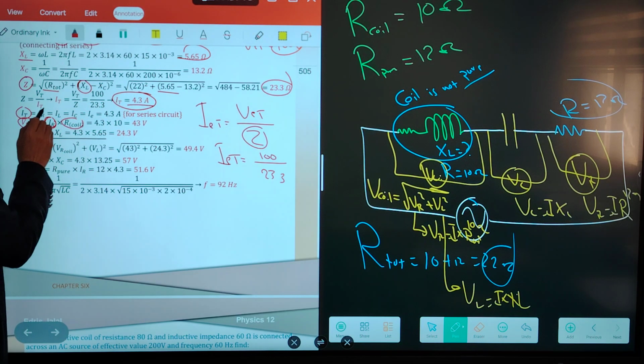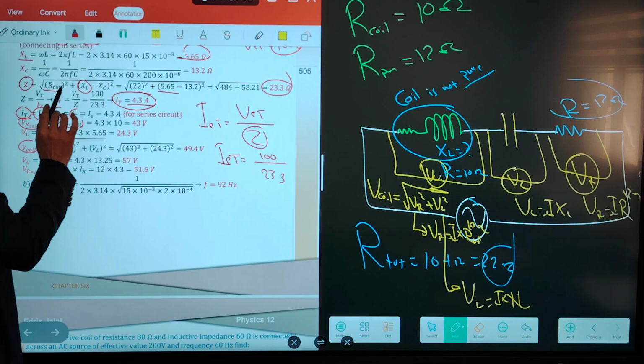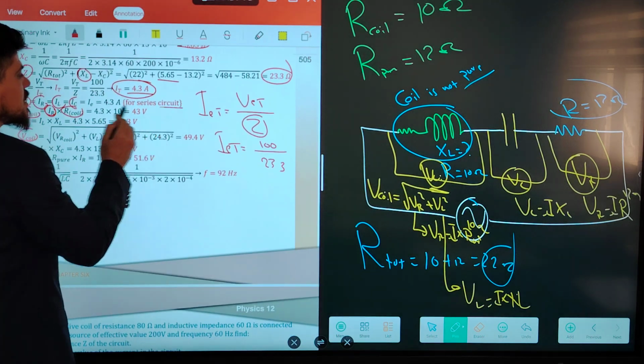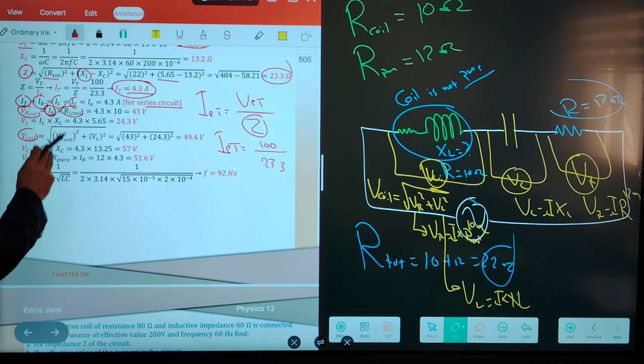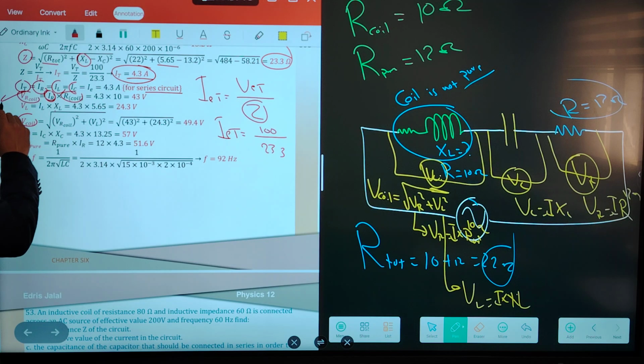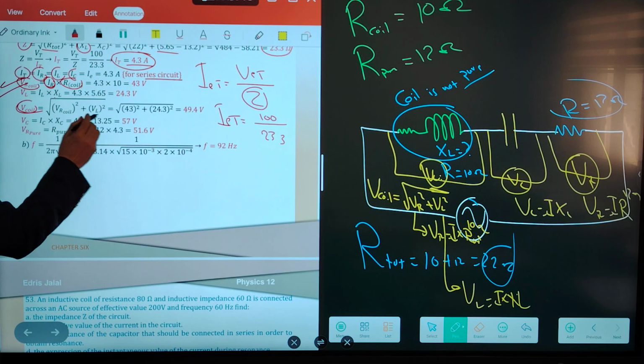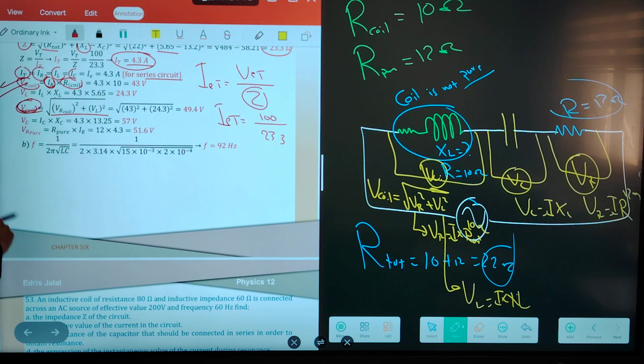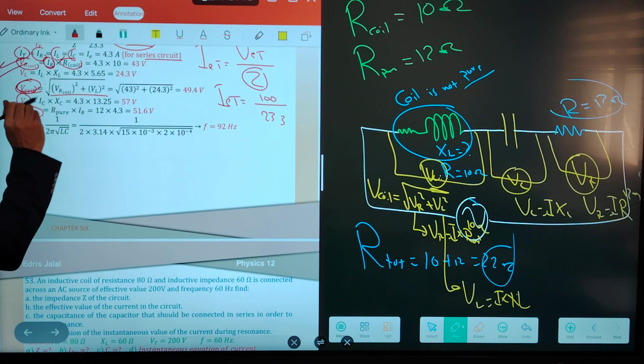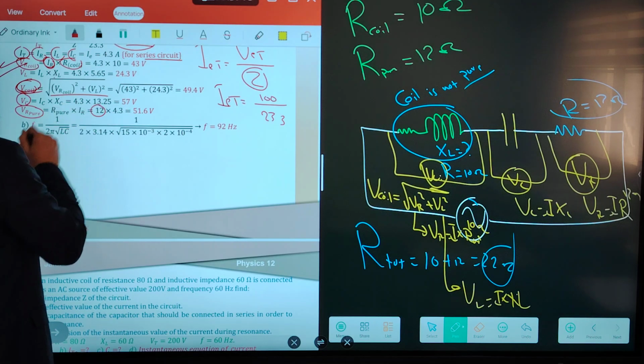What is this 4.3 ampere? This is I total? Yes. IR? Yes. IL, IC? Yes. Why? Because it is a series circuit. Replace into this equation to find VR of the coil, VL. After that, replace into this equation to find potential difference across the coil. After that, potential difference across the capacitance and potential difference across the pure resistance. For the pure resistance, you have to use 12 ohm.